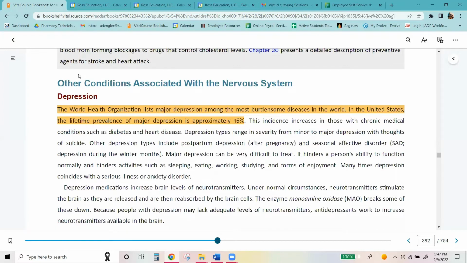Depression. The World Health Organization lists major depression among the most burdensome diseases in the world. In the United States, the lifetime prevalence of major depression is approximately 16%. I'm sure that number has gone up since this book was published with the pandemic and inflation and the way our world is. I'm sure that's going to continue to go up.